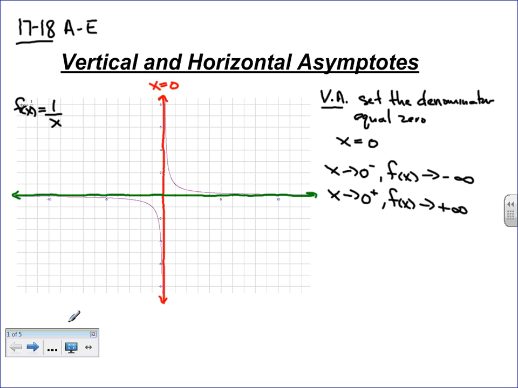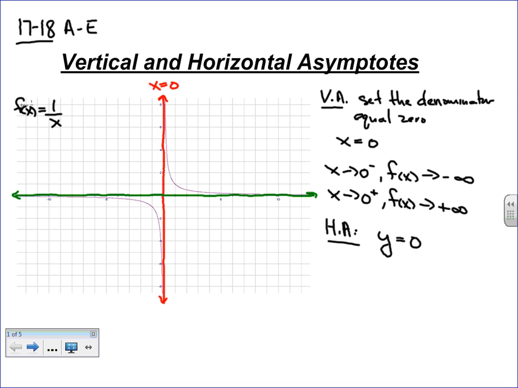So from the graph here, you can see that the horizontal asymptote is the x-axis, and the equation of the x-axis is y is equal to 0. I'm going to show you a way to figure this out algebraically, okay? But for now we can just see from the graph.